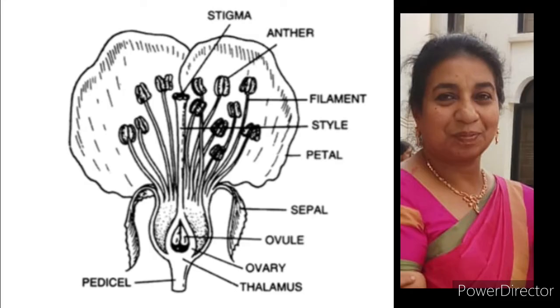What are the parts of a flower? First one, pedicel, that is the stalk of a flower. Then the thalamus region where the floral whorls are inserted. Then the calyx, the units are called sepals. Then the corolla, the units are called petals. Androecium, the units are called stamens. Gynoecium, the units are called pistil or carpel.